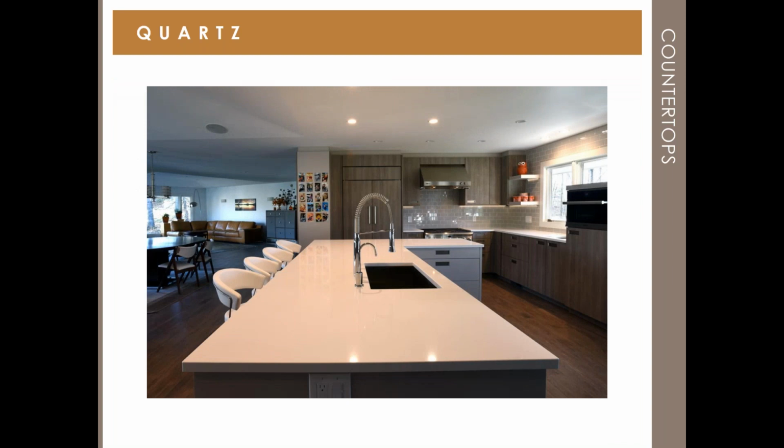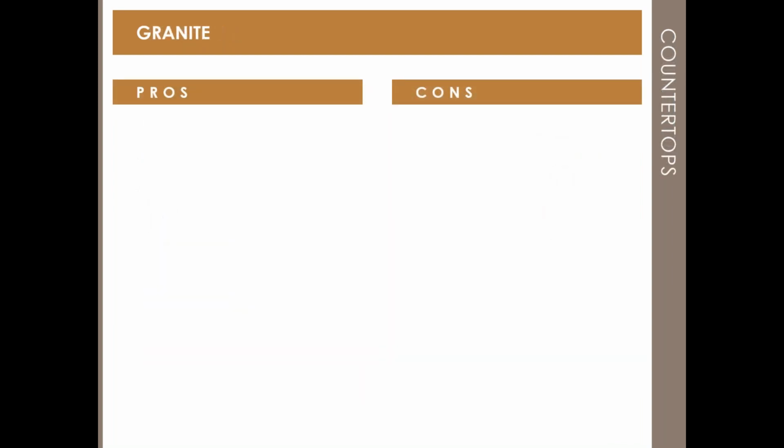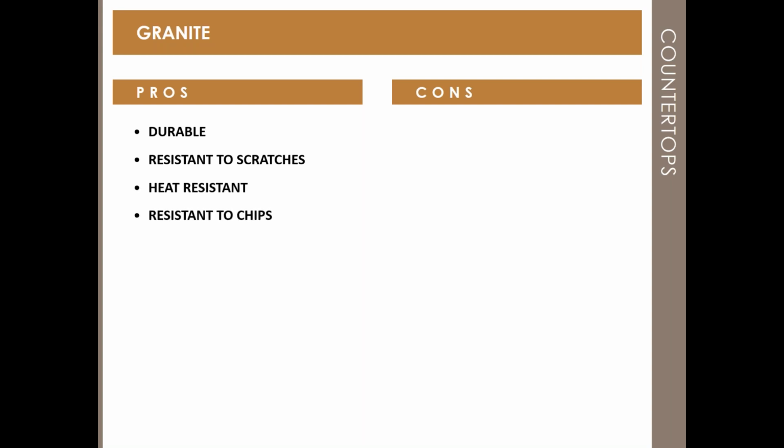Granite: resistant to scratches, durable, heat resistant, resistant to chips, stain resistant, unique. That's a big difference. You can get some beautiful pieces. Go look through the fabrication warehouses like Mont Granite or UGM. You'll see some really works of art. Expensive? Granite doesn't have to be expensive. It depends on what you pick.